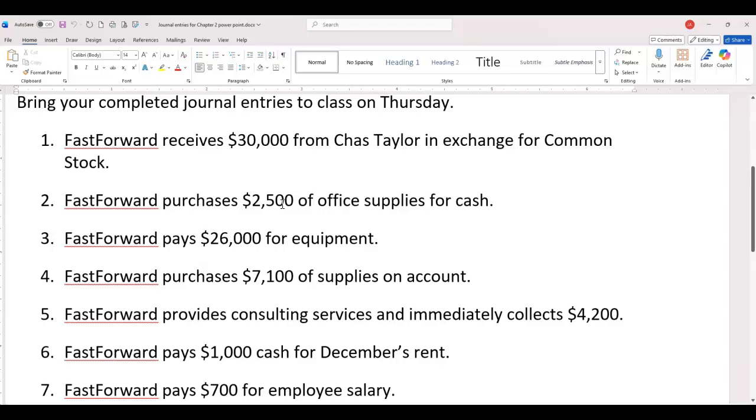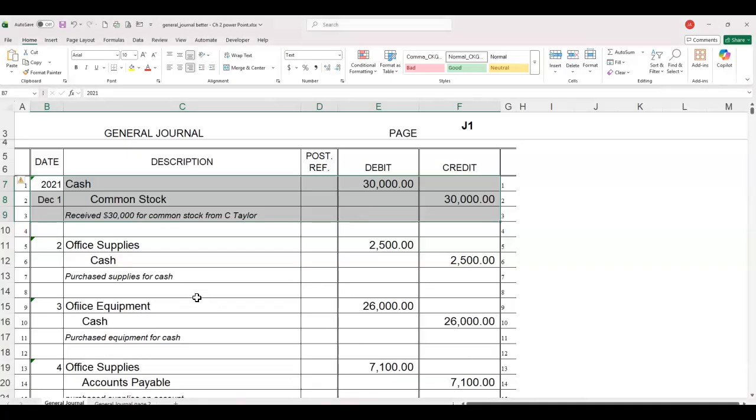Fast Forward purchases $2,500 of office supplies for cash. Well, cash is going to go down because we're paying out cash. It's an asset, so we show it being reduced with a credit. Office supplies is an asset, so we're going to be increasing that asset. That's a debit, and we just record that in journal entry form. Office supplies going up with a debit, cash going down with a credit. Got the date in there, got a description in there, we're good to go. And you just do that one entry, one transaction at a time.